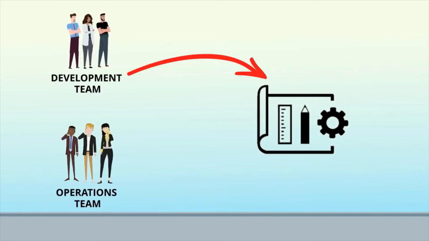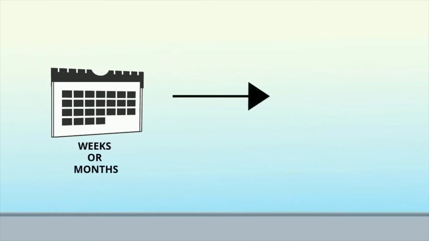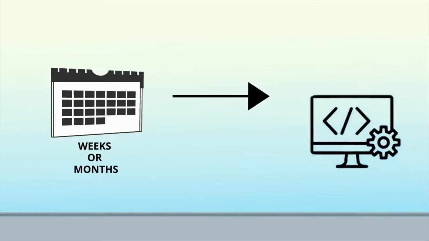Sometimes, the development team will move on to the next project, while the operations team continues to provide feedback on the previous code. This indicated that the project would take weeks, if not months, to complete and final code to be developed.